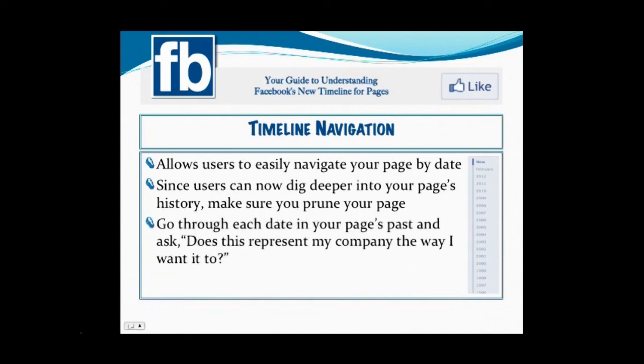You want to go through each date, and you, as the page owner acting as a user, want to ask yourself at every step of the way, at every little click that I make, does this represent my company? The way that I'm seeing my page right now, does this represent my company the way that I want it to? And if it doesn't, then you want to edit that and make sure that every date and every way that a customer or a user can interact with your page is representing your company the way that you want them to see it.